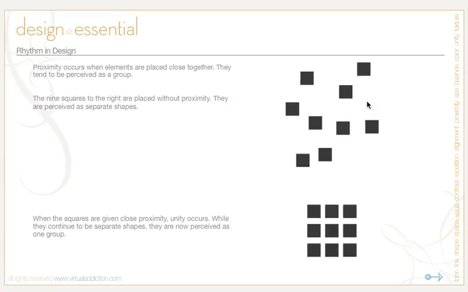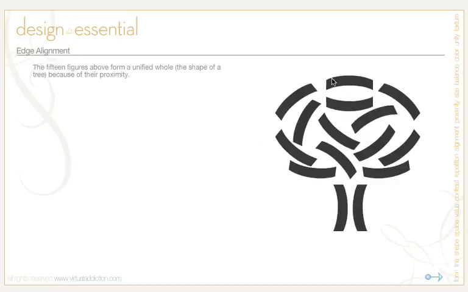The 9 squares, shown right here, are placed without proximity. They were just thrown in the layout, and they're perceived as separate individual shapes. When we take the same squares and they are given close proximity, unity occurs. They continue to be separate shapes, but they are now perceived as one group. If we look at another example, these 15 figures right here form a unified whole. They form the shape of a tree because of their proximity. Proximity helps create organization. By grouping similar elements together or in close proximity, you create a relationship between those elements.